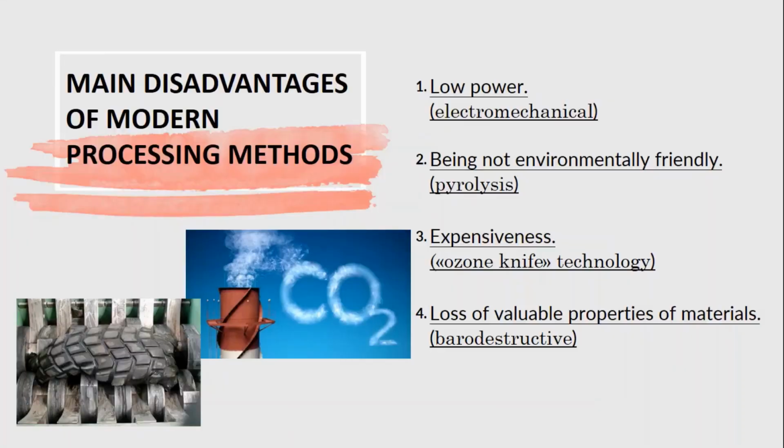I said that modern processing methods have different disadvantages, the main of which are low power, and as an example is the electromechanical method, because it needs much time to change the knife. Some methods, such as pyrolysis and others, aren't environmentally friendly, and many methods are expensive, an example is ozone knife technology. And the last disadvantage is losing valuable properties of materials. It's a situation when we lose properties of materials or all material, so we can't reuse it. An example is the biodestructive method.